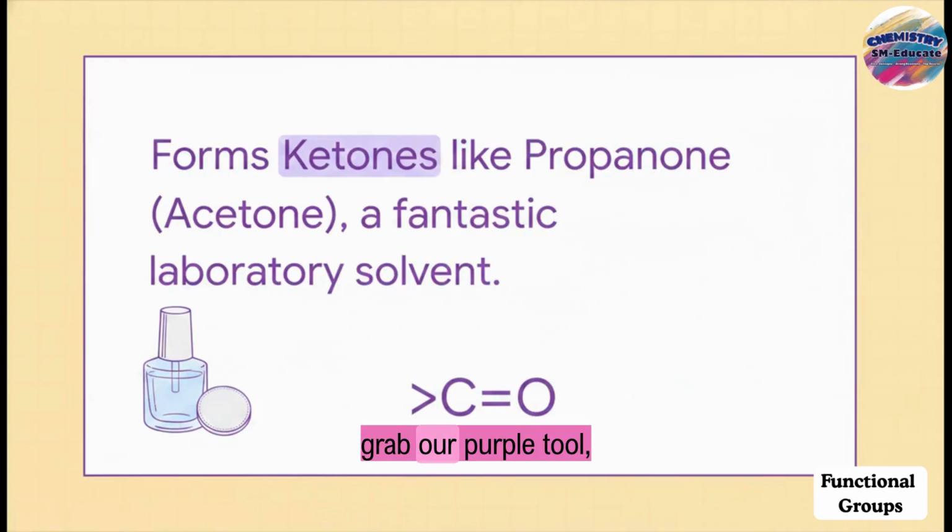All right, let's grab our purple tool, the Ketone Group. Notice the structure here. It's a carbonyl group, which is just a carbon double bonded to an oxygen smack in the middle of 2 other carbon atoms. Compounds built like this are called ketones. The most famous one, propanone, widely known as acetone. If you've ever used nail polish remover, you've literally had acetone on your hands. It's an absolutely fantastic laboratory solvent.